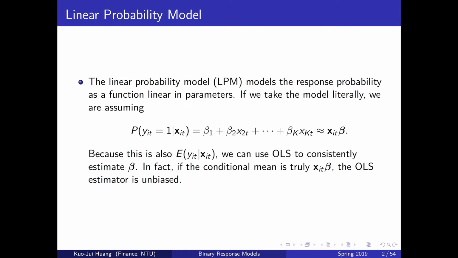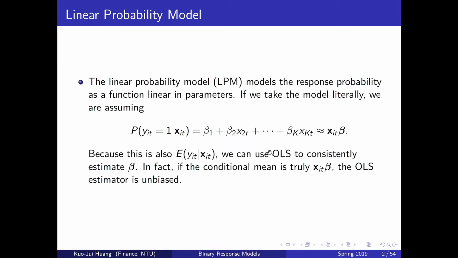The first model is the linear probability model. The linear probability model is the simplest way to model response probability. It has the form of beta 1 plus beta 2 x2 plus beta k xk. It assumes that the probability is a function of a set of linear factors x. Please note that it is very similar to the ordinary regressions we have studied before, but the only difference is that the dependent variable takes the value of 1 or 0.